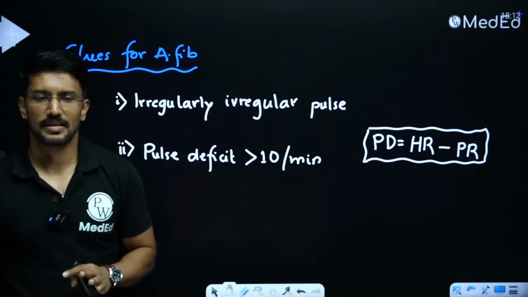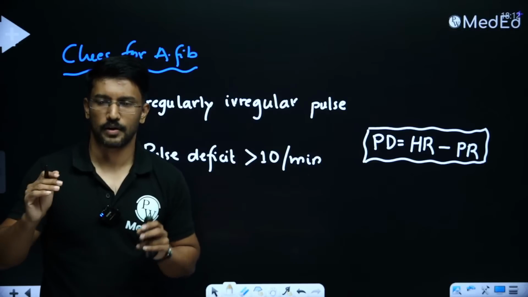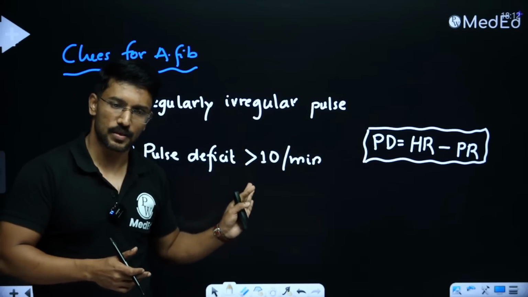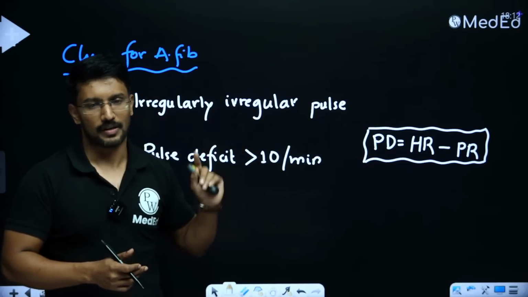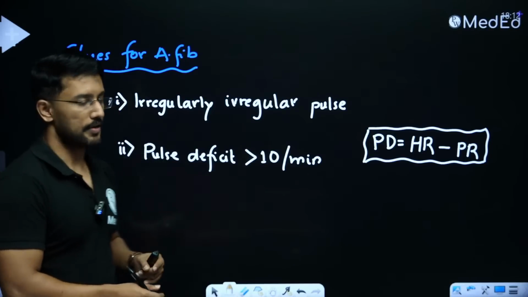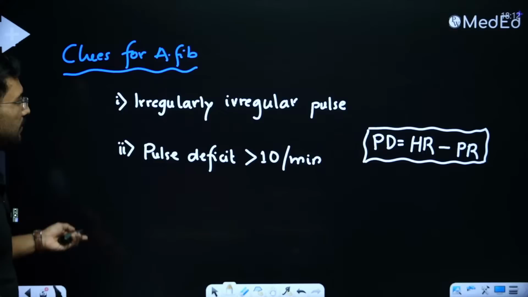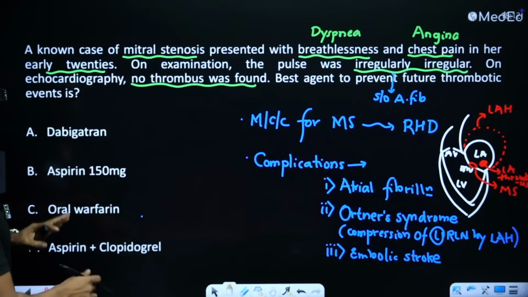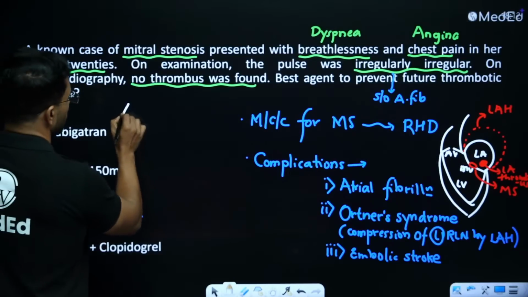So if the difference is less than 10, it could be some ventricular ectopics or normal physiology. But if it is more than 10, it is suggestive of atrial fibrillation. The higher the number, the higher the chance of the patient having atrial fibrillation. So this question is not talking about pulse deficit, but it has mentioned that there is irregular pulse. So now what is going to be my diagnosis in this case?